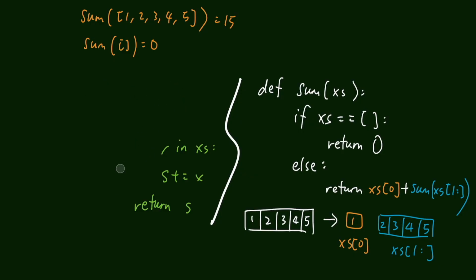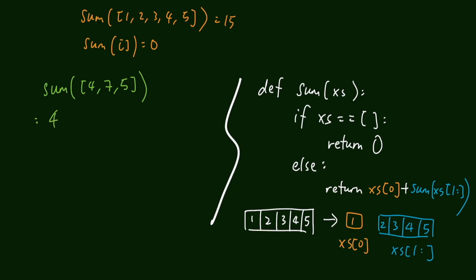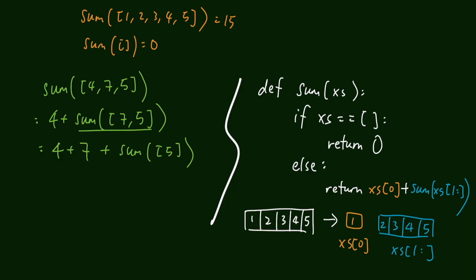Okay, let's test our function with an example. We want to sum all elements of the list 4, 7, and 5. The recursive clause tells us that we should return 4 plus the sum of the list with 7 and 5 in it, which gives 7 plus the sum of the list with only 5 in it, and that gives 5 plus the sum of the empty list, which is 0 by the if clause. So with no more recursive calls to handle, we happily return 16.